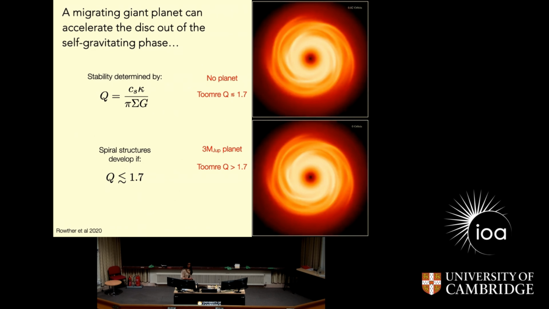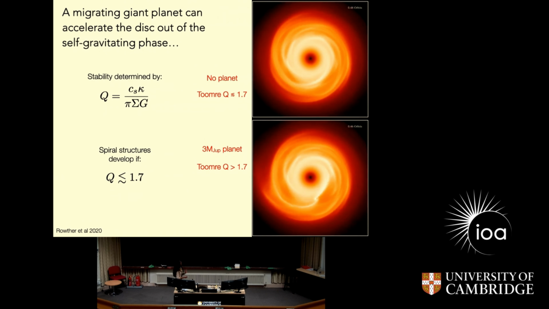Let's actually look at the simulations that we've done, right? On the top panel, what you have is a simulation without a planet. In the bottom panel, you've got a simulation with a planet. We've started the simulation by evolving these disks without a planet to start off with. And what you're seeing right now is that the two are at exactly the same time.